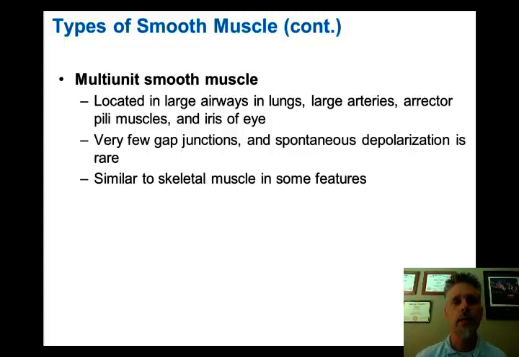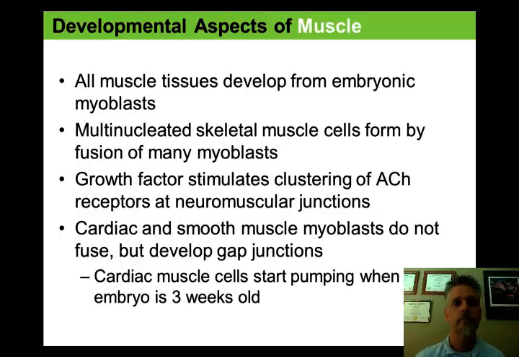If we get to multi-unit smooth muscle, now instead what we have is almost like skeletal muscle, where small groups of muscle cells can act together. So you find this, like we were talking about, in the iris of the eye and things like that, as well as the bronchioles and large arteries, erector pili muscles in the skin. They act a little bit more like skeletal muscle as opposed to this full unitary kind of contracting smooth muscle, which acts all together.